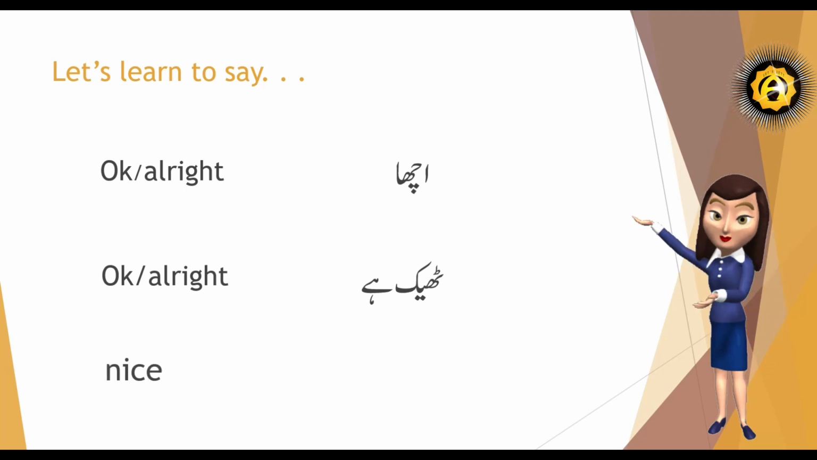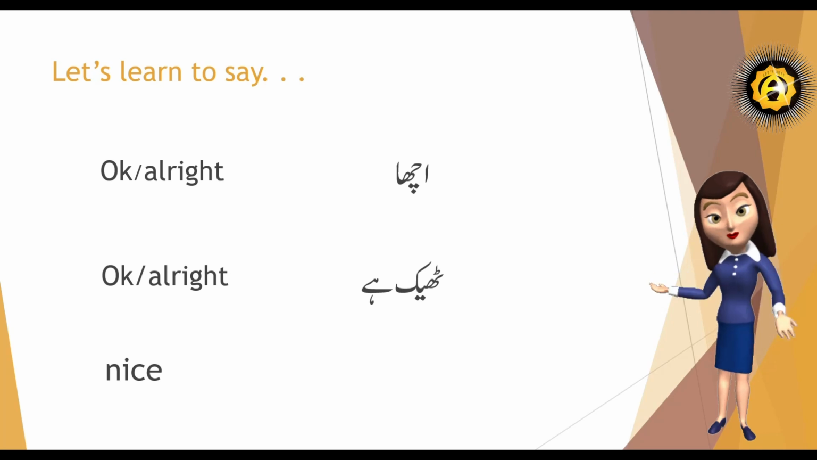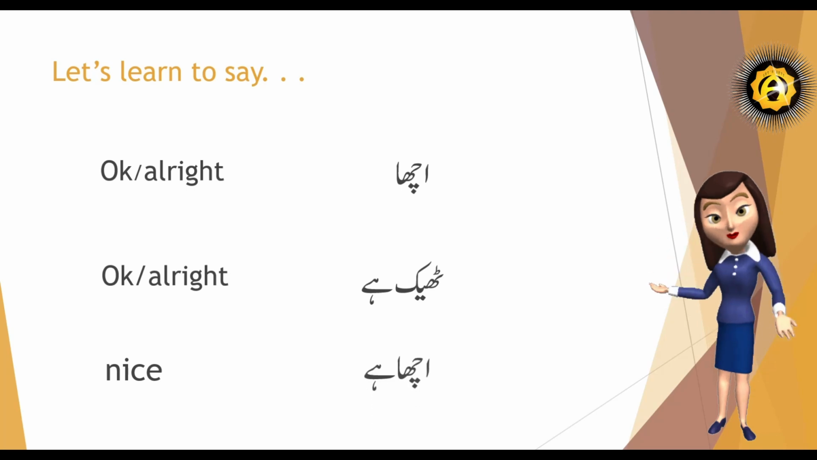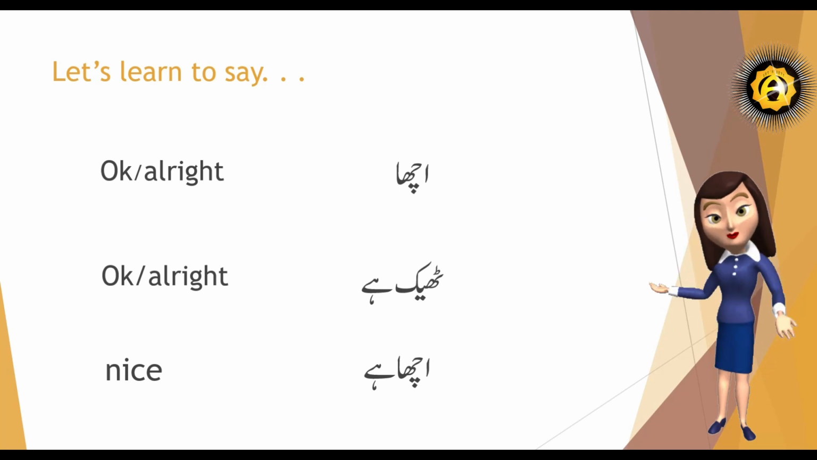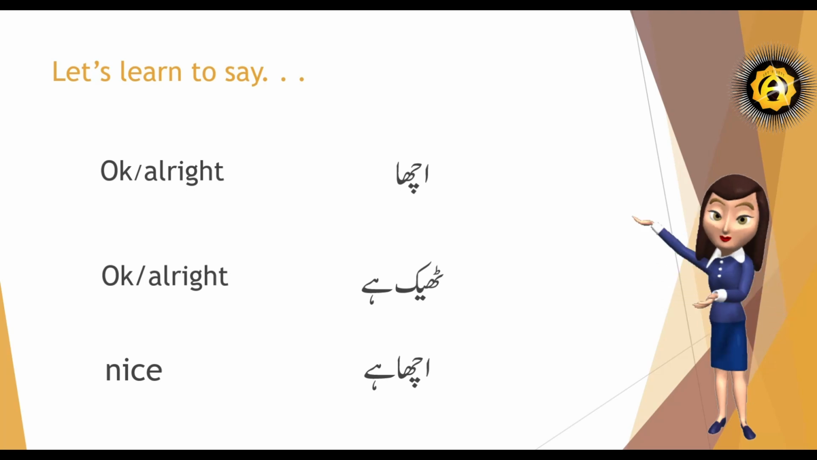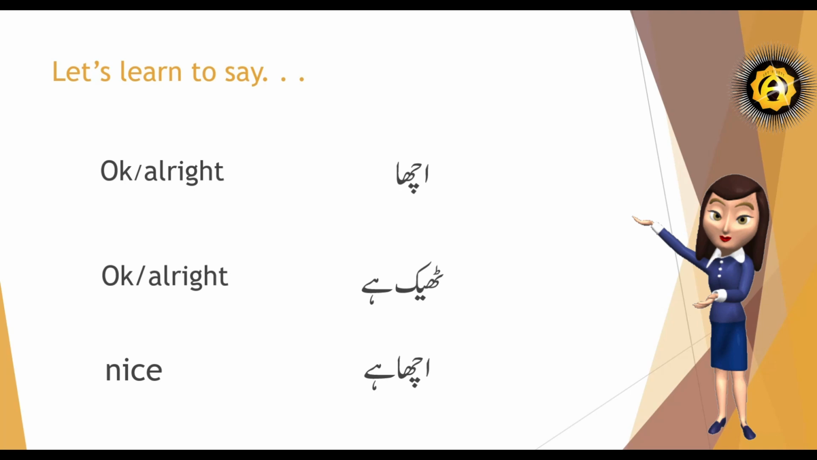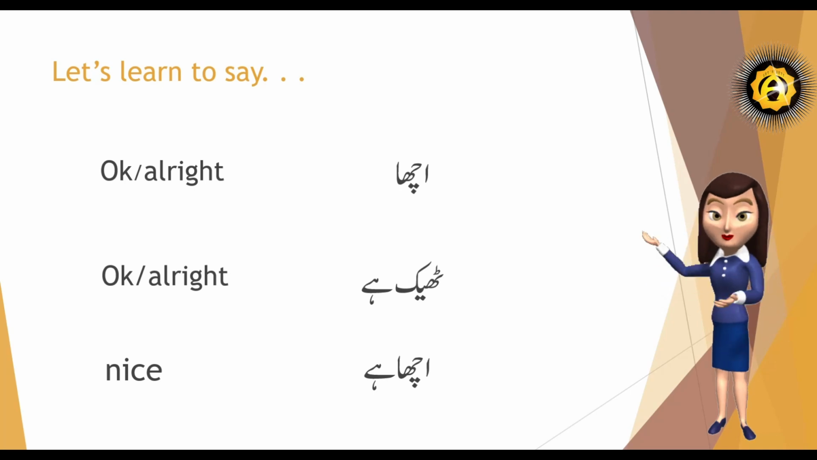Then when there is something nice, we say nice in English. Like we like something, we say nice or it is nice. In Urdu we say अच्छा है. When we like something and we are saying it is nice, in Urdu we say अच्छा है. Remember, the meaning of this acha and the okay acha is different. Nice is acha hai and okay or alright is acha.